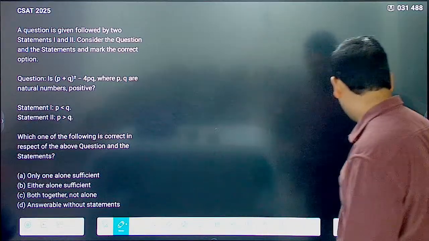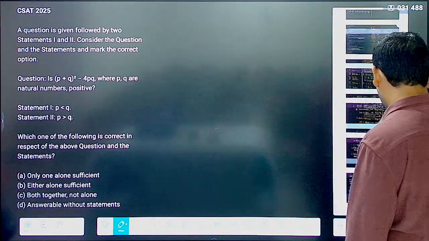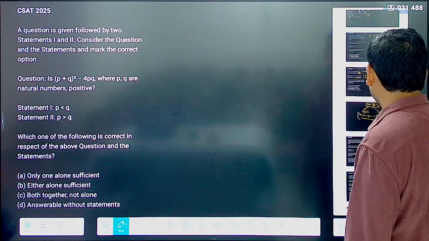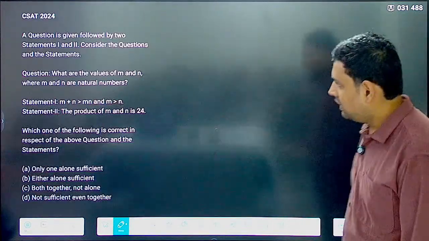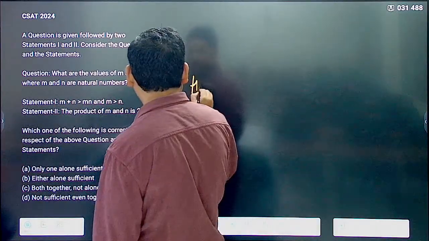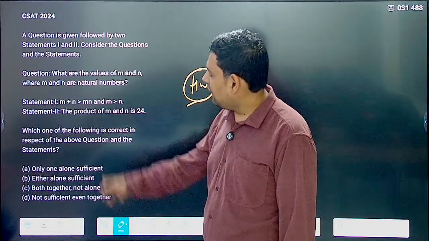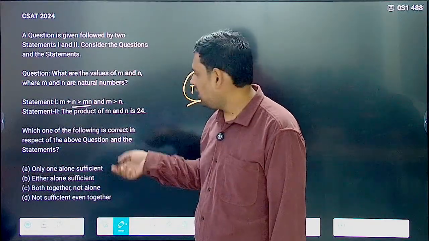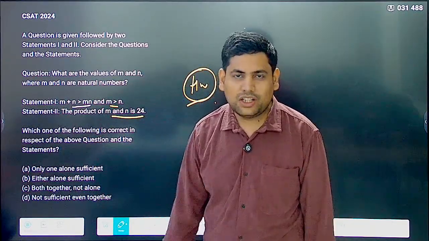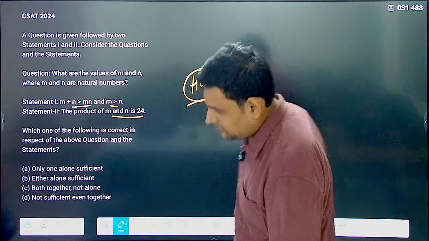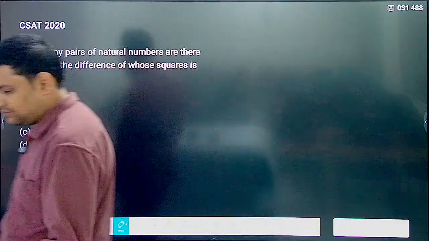this we have done. Wait, let me remove this. Now this is your homework. Very similar question. Basically, what are the values of m and n? Now the statement one is m plus n is greater than mn and m is greater than n. Statement two: the product of m and n is 24. Just think about it a little, you will get the answer. Yeah, this is a little different. Try this.